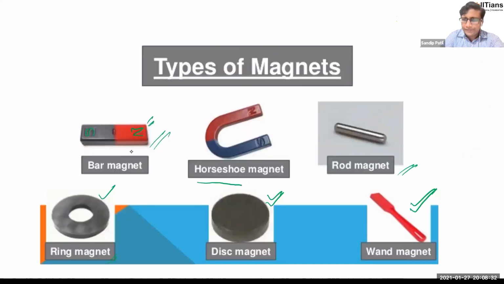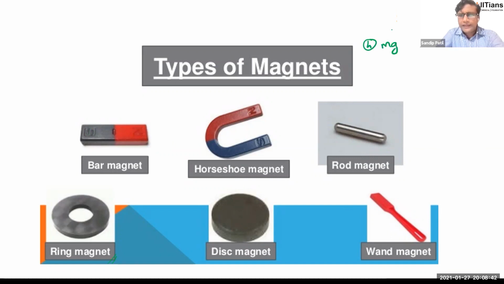Let me write it here. Okay, so the fourth property of the magnet is magnetic poles, we can say. Magnetic poles exist in pair. Now, what is the meaning?